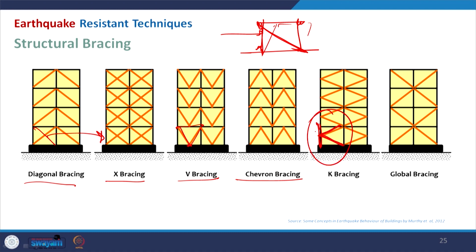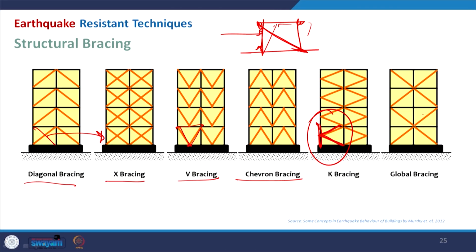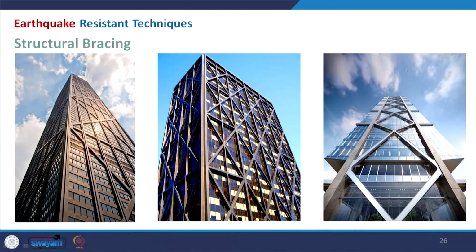This is called K bracing, and then the global bracing, where not each floor is connected with a diagonal strut, but alternate floors or maybe a few floors are connected with a large diagonal bracing. This helps the structure get better stiffness, and it will perform better during the earthquake motion. Here are examples where this bracing is used, and you can see this is global bracing, again not each floor being connected, but a different form.